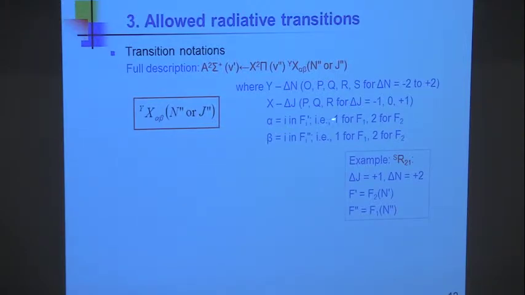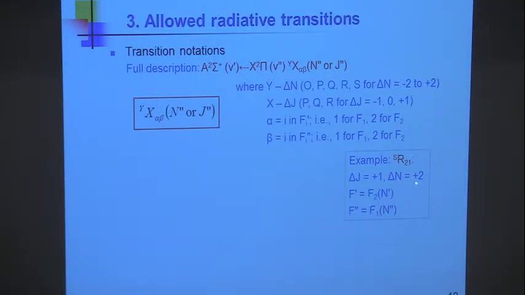F1 means I is 1 here. The J is N plus a half. 2 means that J is N minus a half. But you've got to do this for the upper state and the lower state. So if I found, for example, this right here, that would tell me that they're talking about transitions with a delta J of 1, delta N of 2, remember OPQRS, and I'm going from F2 to F1. So everything's there, you just have to decide what it means.